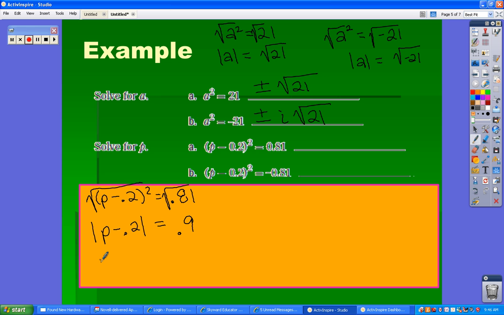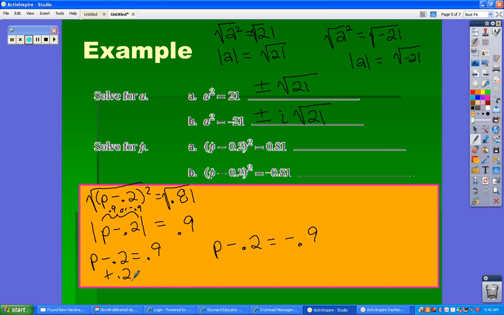Two bars means two problems. So what are my two problems? Well, p − 0.2 could equal 0.9, because this quantity in here could be 0.9 or it could be negative 0.9 to make this work out. And like we just said, the other problem would be p − 0.2 equals negative 0.9.